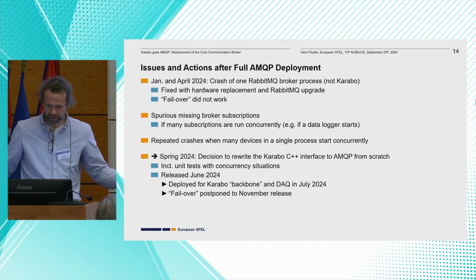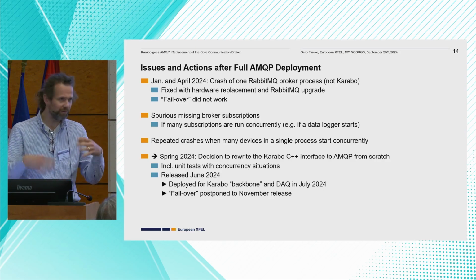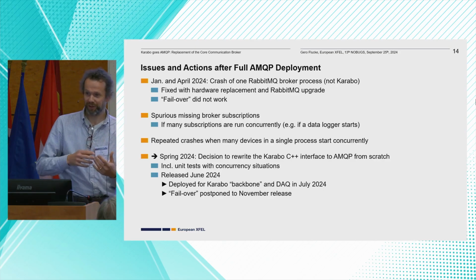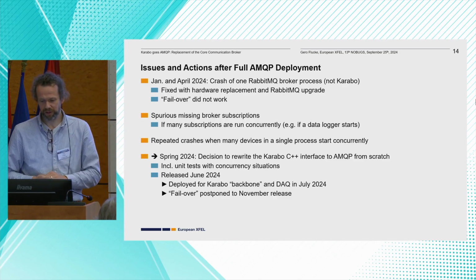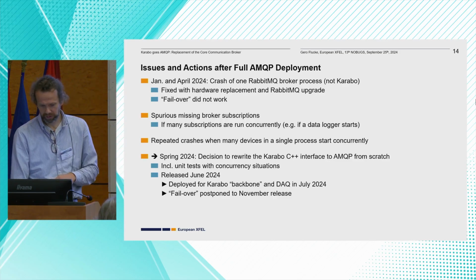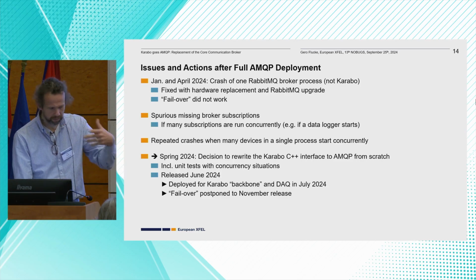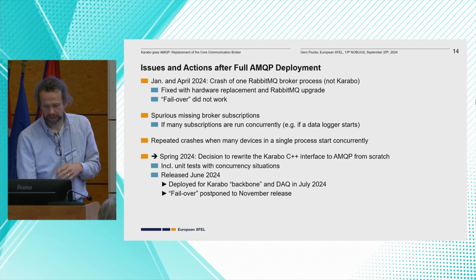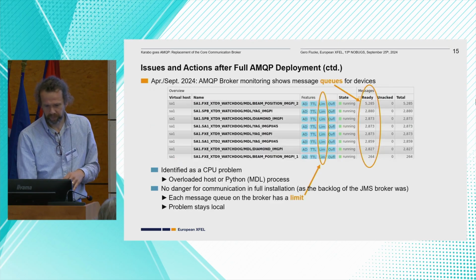Sometimes things crash if many things should come up at the same time in one process, so there was even the decision to rewrite the interface in C++ again. Now with unit tests with real concurrency situations in mind, this could be released this summer and has already been deployed for the backbone, like GUI servers, data logging, and so on. We decided to postpone the failover to the next release. But there we are.